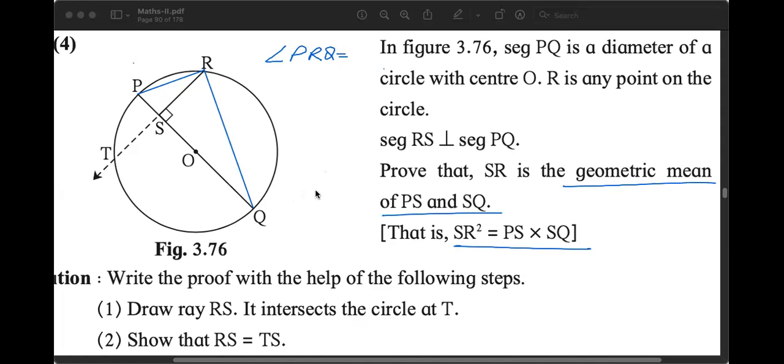Where am I getting the semicircle? Because it says PQ is a diameter. If PQ is a diameter, then PRQ is a semicircle. So angle PRQ equals 90 degrees.